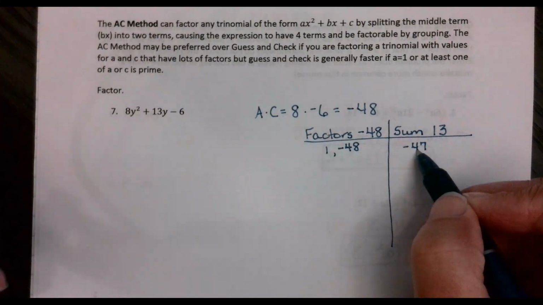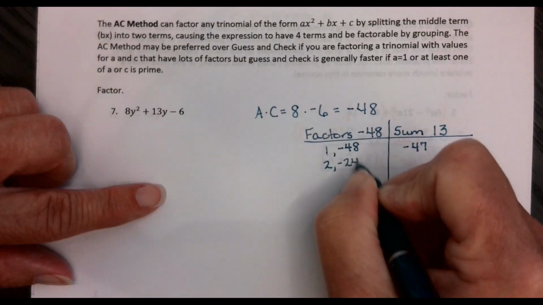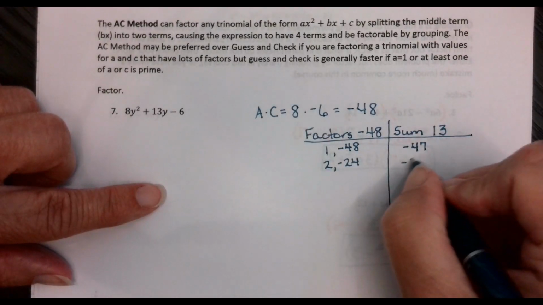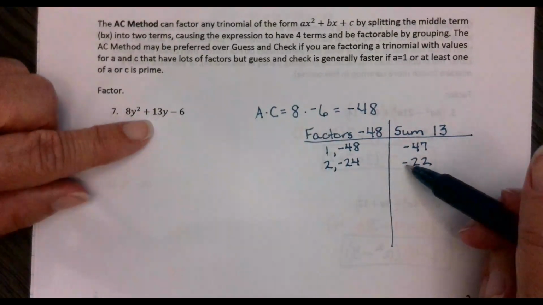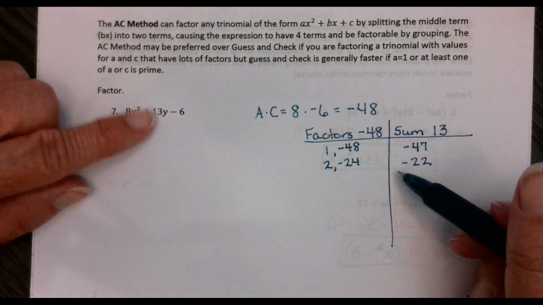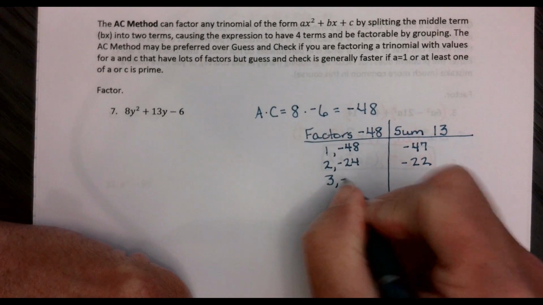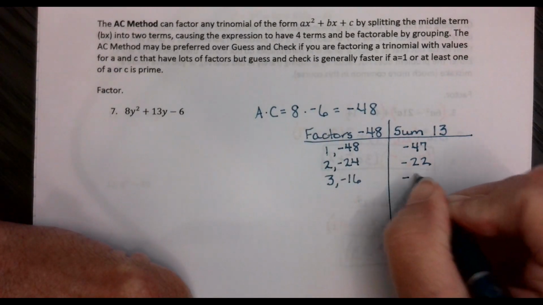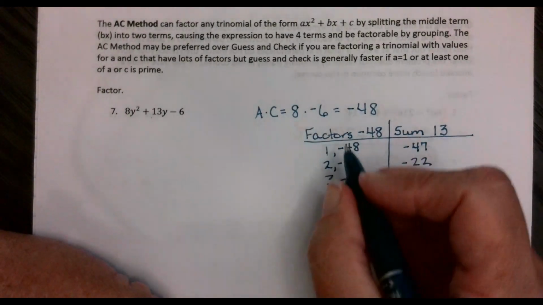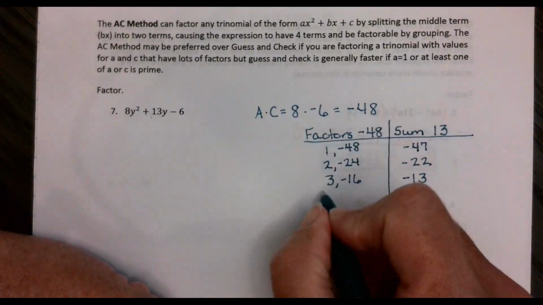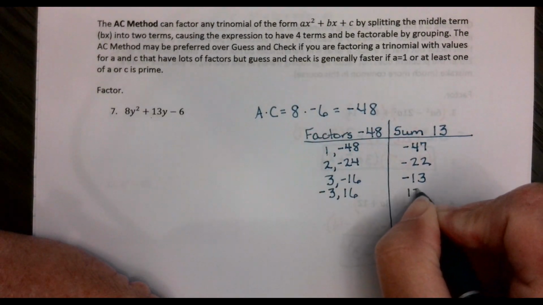That's not it, and it's not going to matter if I change my signs. It's going to give me a positive 47. So the next factor is 2. 2 and negative 24. When I add those together, I get negative 22. I'm getting closer. Now, I know it's wrong because my larger number has to be positive in order to be 13. But let's just keep going. 3 and negative 16. Well, this gives me a negative 13, and I need a positive 13. So all I really have to do is change this to a negative 3 and a positive 16, and now I have 13.